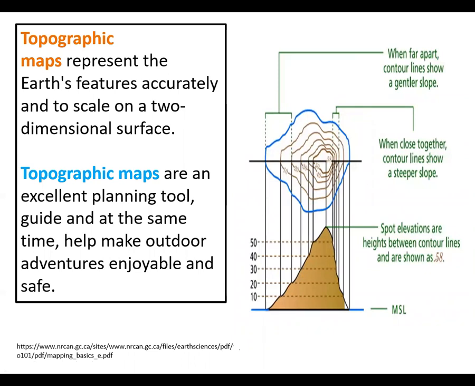What is a topographic map? A topographic map is a two-dimensional instrument. It's a map that represents Earth's features, and it represents this accurately and to scale. Topographic maps are very useful because they're excellent planning tools. They guide us and they make our outdoor adventures enjoyable and safe.